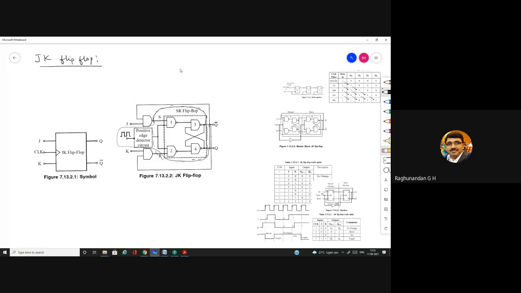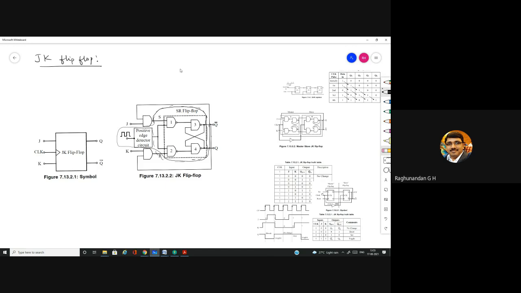Now this S of the SR flip-flop and R of the SR flip-flop are being connected to AND gates, not NAND gates, it is AND gates. One input is given to the AND gate, which is termed as J, and the other input is given as K, which is one of the inputs for AND gate 2.